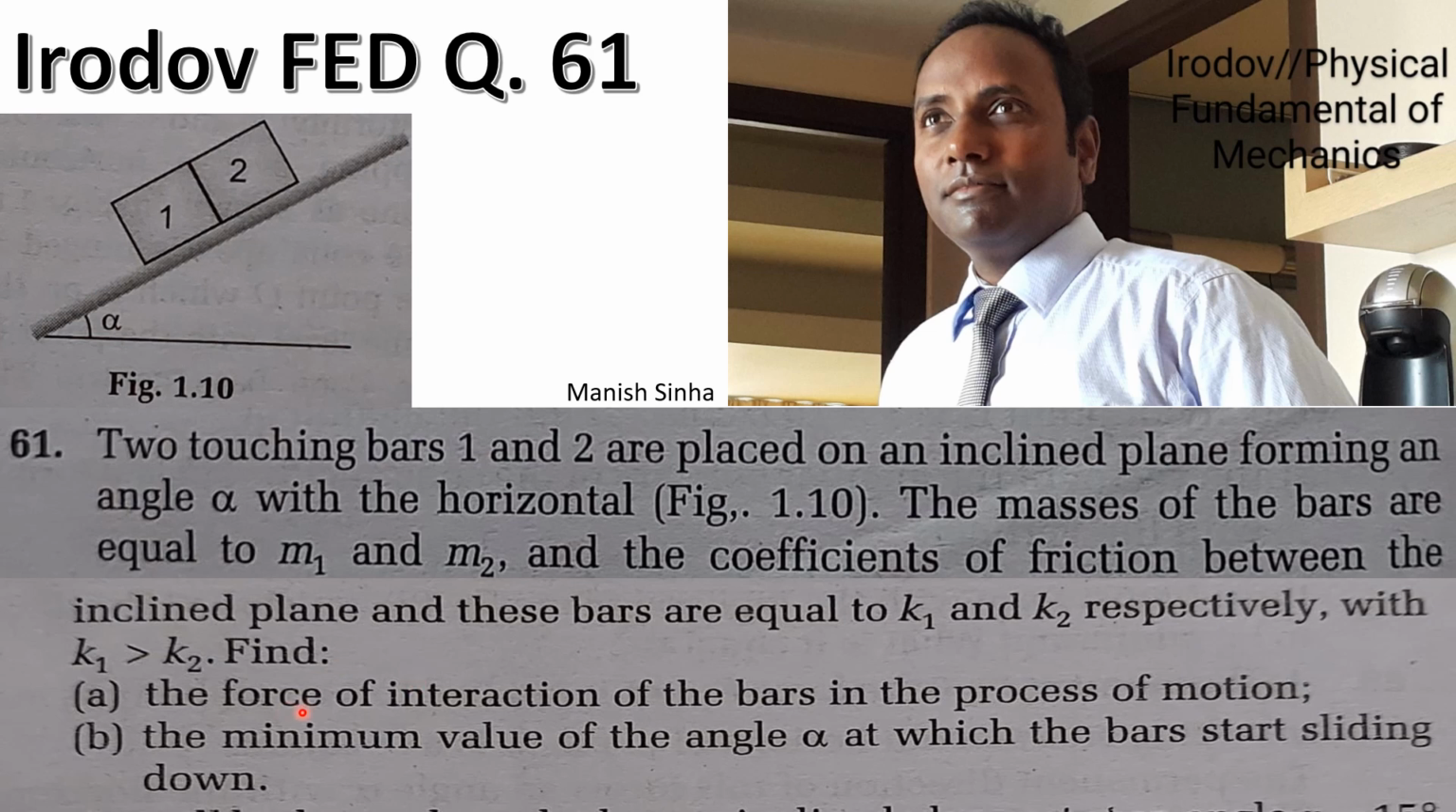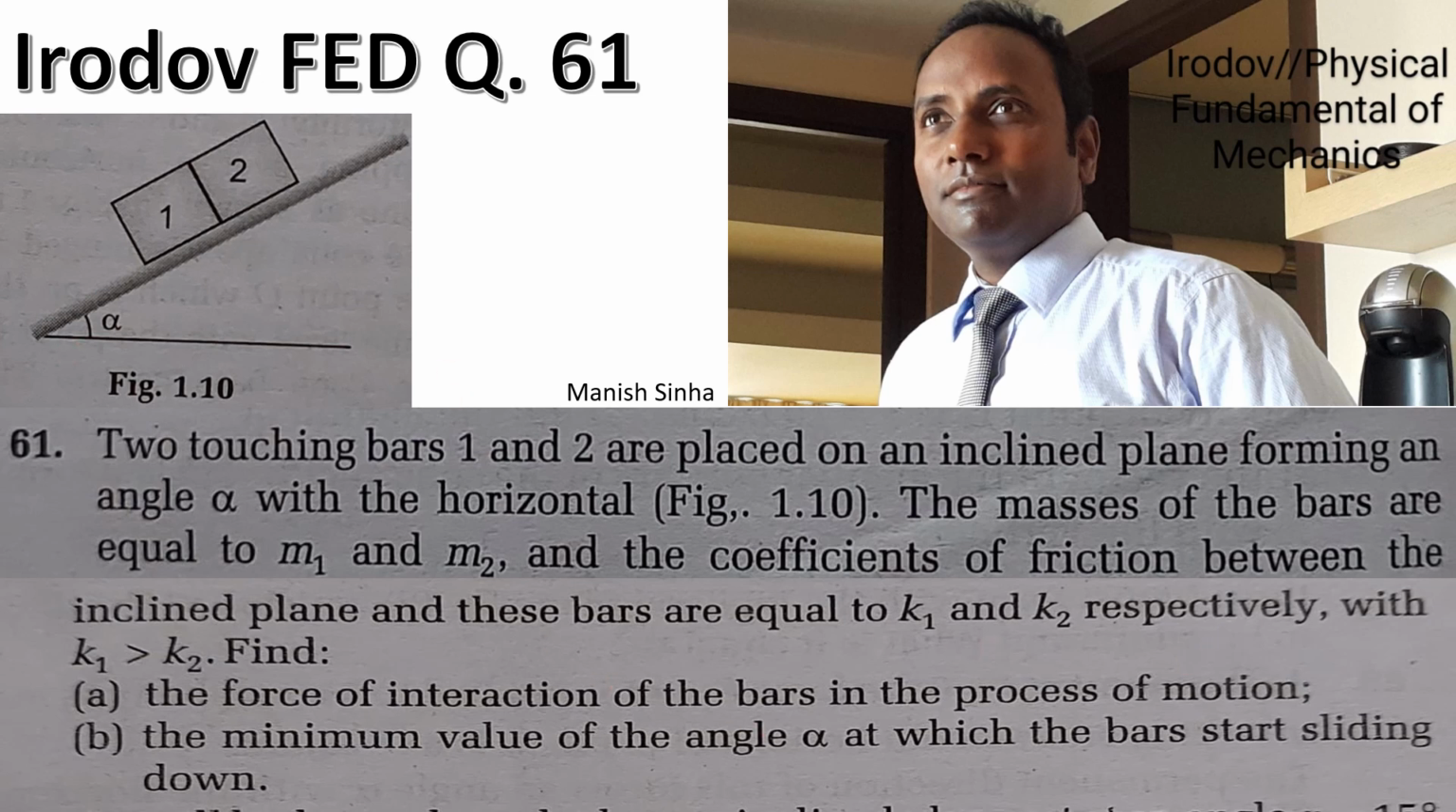Find the force of interaction of the bars in the process of motion. So what is the force of interaction between 1 and 2? That is what is to be found out. Second is the minimum value of angle alpha at which the bars start sliding down.